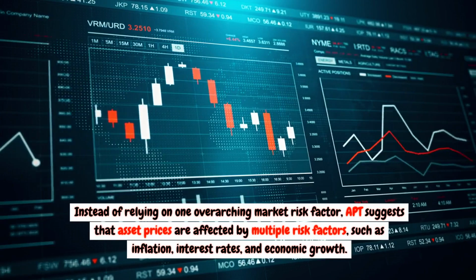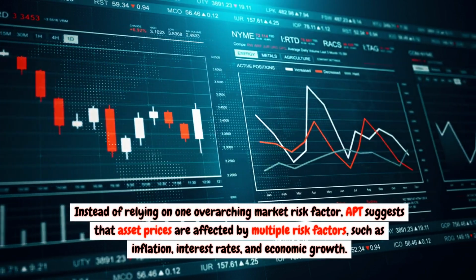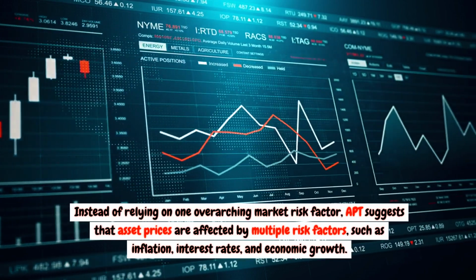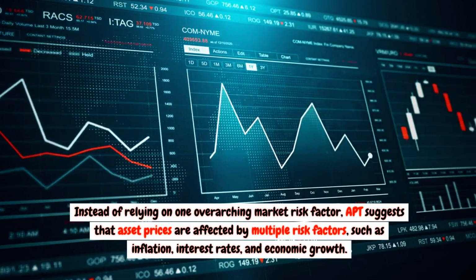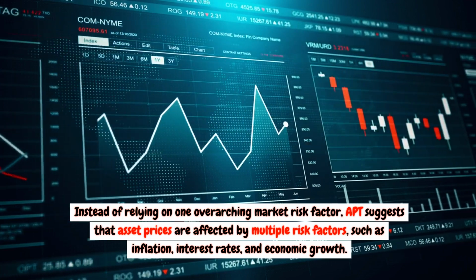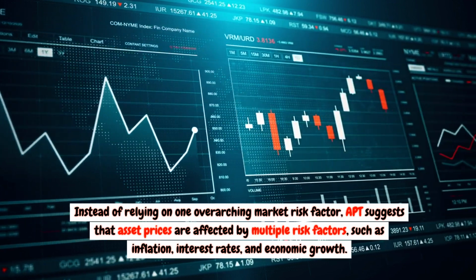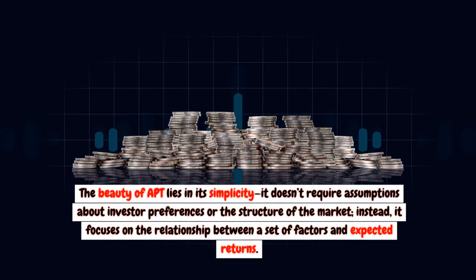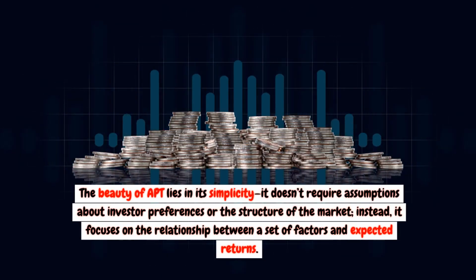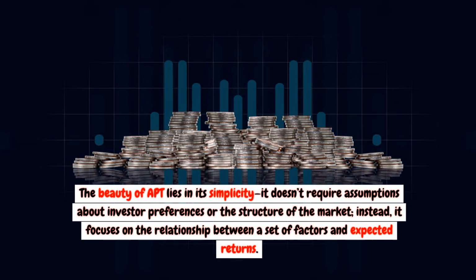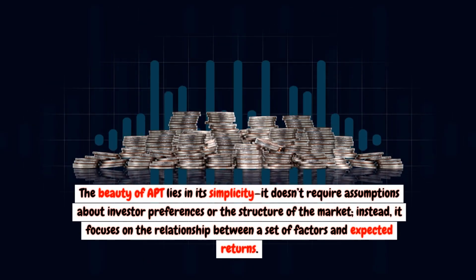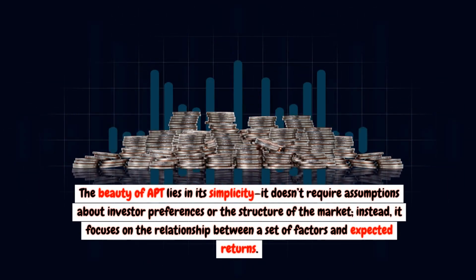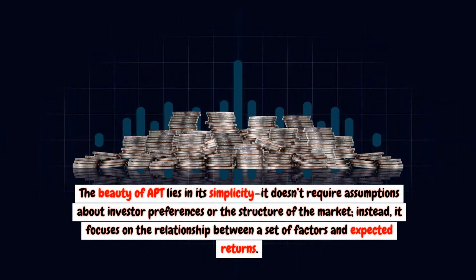Instead of relying on one overarching market risk factor, APT suggests that asset prices are affected by multiple risk factors, such as inflation, interest rates, and economic growth. The beauty of APT lies in its simplicity. It doesn't require assumptions about investor preferences or the structure of the market. Instead, it focuses on the relationship between a set of factors and expected returns.